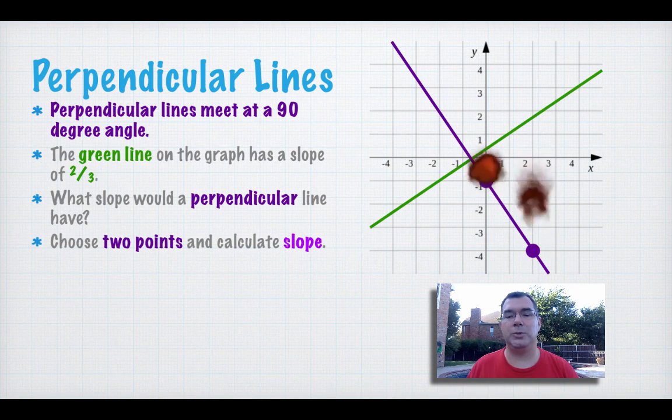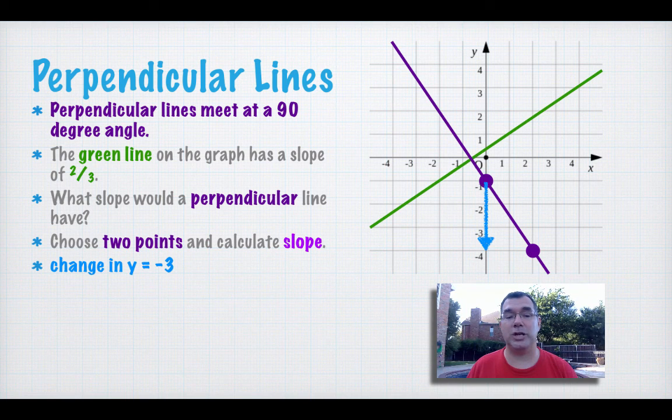Okay, so let's pick any 2 points and figure out what the slope is between them. Well, if I want to get from one of those purple points to the other one, then I need to go down 3 spaces, so my change in y is -3, and I need to go right 2 spaces, so my change in x is 2. That means my slope is change in y over change in x, which is -3/2. So the purple line has a slope of -3/2, and the original green line has a slope of +2/3.